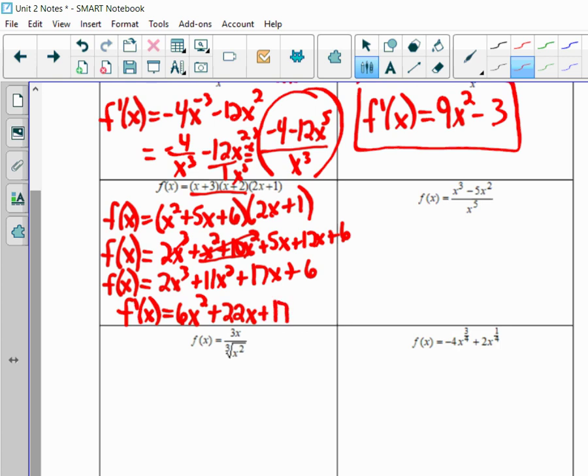17 times 1 is 17, and the constant is 0. And look at that derivative, right?